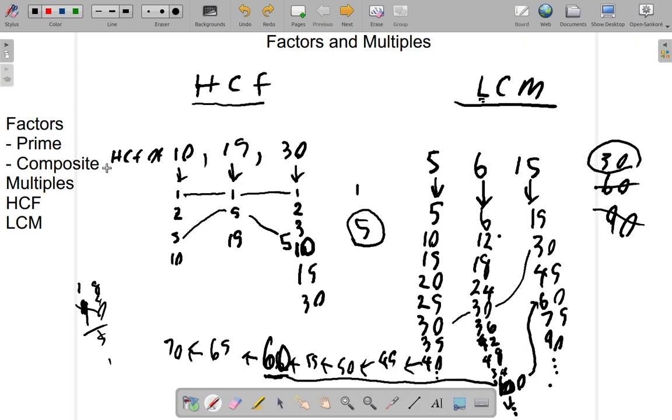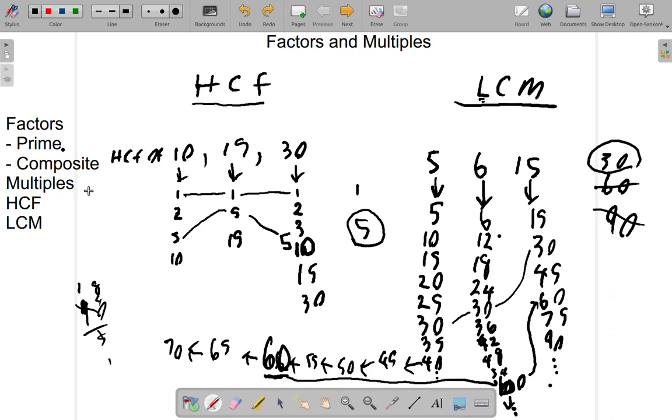So let's recap. Factors. The factors are those numbers that can go into whatever number we're dealing with without leaving a remainder. And the prime factors are prime numbers which are factors, and we have composite numbers as well. We can list the composite factors as well. Multiples, this is a number that our numbers can go into without leaving a remainder, can divide into, and you don't have a remainder.